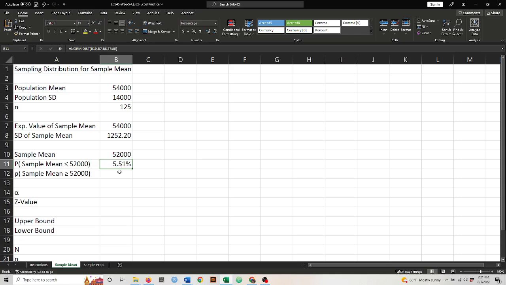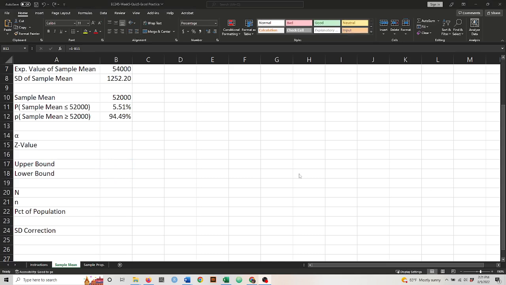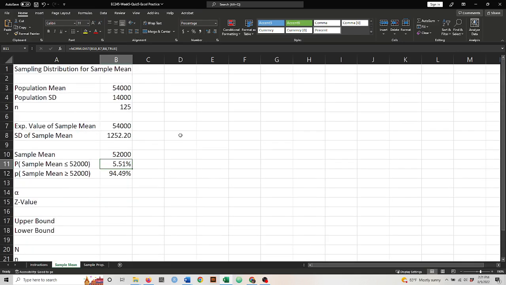Okay, and then to get the other side, remember we're going to use that complementary relationship. We can just do 1 minus. If you're looking for bigger, that's what you would get there. Okay, all right, so our answer in this case would be about 5.5%.